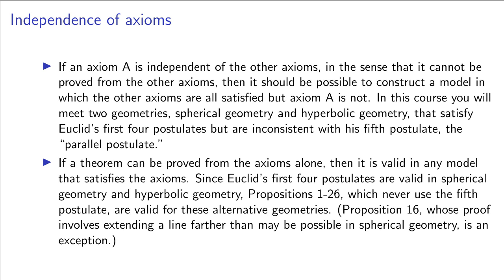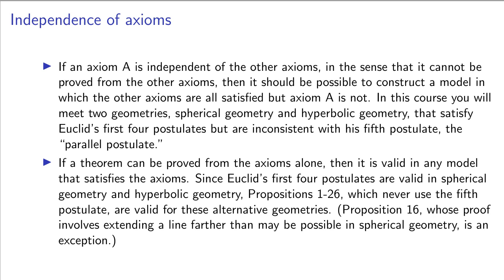Now, if you can prove a theorem using nothing but your set of axioms, then it must also be true in any model that satisfies those axioms. And if we consider the system of axioms consisting of the first four of Euclid's postulates, ignoring the one about parallel lines, we'll discover these are valid in spherical geometry and in hyperbolic geometry. I will show this very thoroughly in later videos.